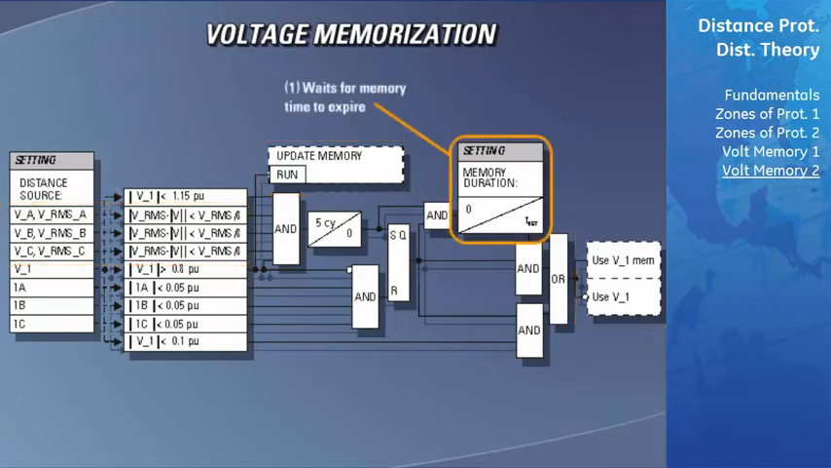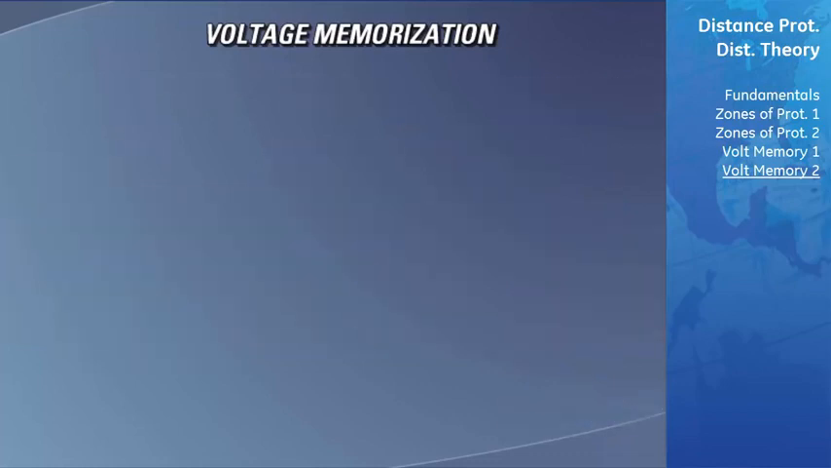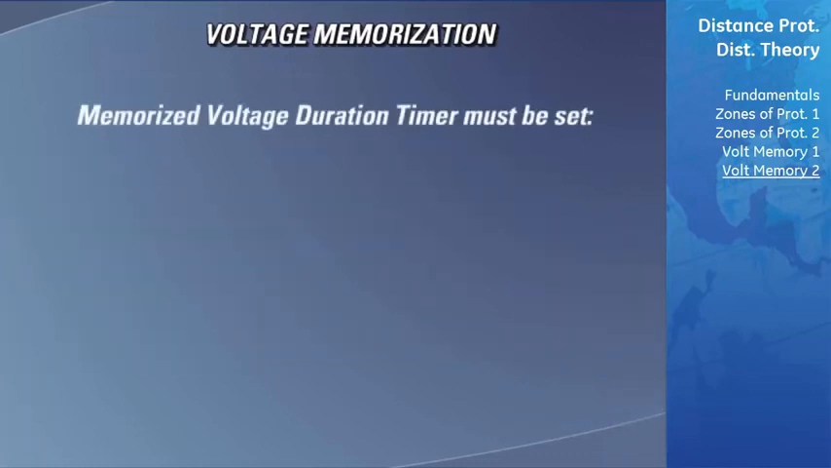Once the memory duration timer expires, the memorized voltage feature works in the following way. The D60 checks the magnitude of the positive sequence voltage. If the positive sequence voltage is below 10% of the rated voltage, the last voltage recorded continues to be used for directional comparisons. If the positive sequence voltage is above 10% of the rated voltage, the actual voltage is now used for directional comparisons. When configuring the length of the memory duration setting, which sets the amount of time the memorized voltage will be used at the time of a fault, the following variables must be considered.